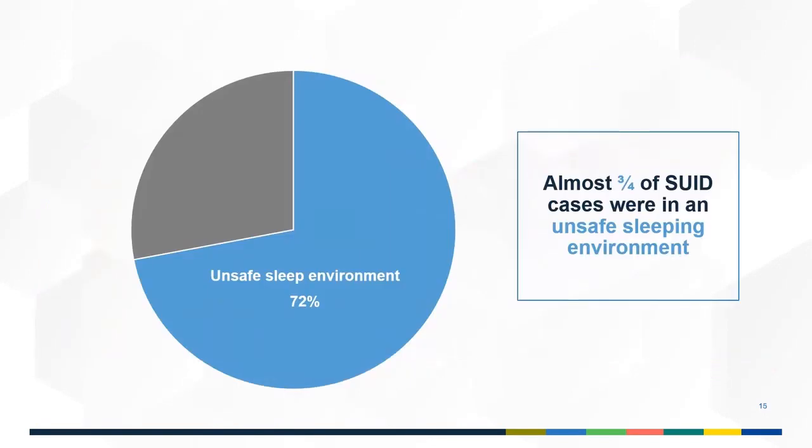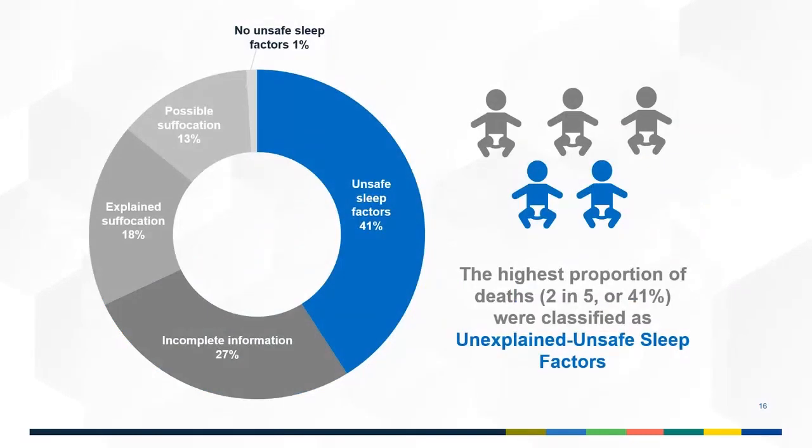When we consider all of the cases together, unsafe sleeping circumstances were all too common. Overall, we found that 72% of SUID occurred in unsafe sleeping circumstances. We found that cases classified as unexplained, unsafe sleep factors constituted the largest proportion, so 40% of the unexplained categories. These were deaths where there were known unsafe factors in the environment, but for which we don't have evidence of anything having obstructed the infant's airway.